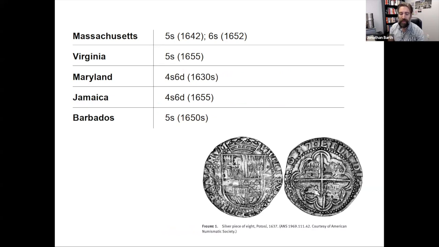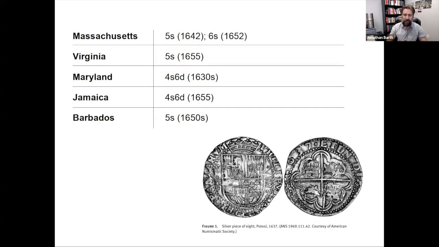The first colony to devalue was Massachusetts in 1642, and this came in response to a deflationary depression that had resulted from the breakout of the English Civil War. The Massachusetts General Court raised the dollar from 4 shillings 6 pence to 5 shillings, an augmentation of about 11%. Connecticut followed in 1643 and also matched the 5 shilling rate. By the 1650s, Virginia and Barbados had also set a 5 shilling rate on the dollar.